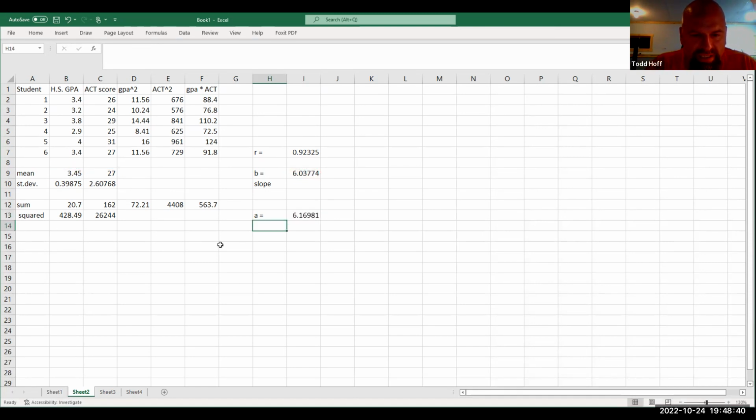So there's A, 6.16. So my regression equation is y equals 6.16981 plus 6.03774x. Or you might say y equals 6.03774x plus 6.16981. Doesn't matter what order you put them in, but notice the 6.03774 is with x, and the 6.16 is by itself. The B value is the slope that multiplies x, and the A value is the y-intercept. That's the one that's always by itself.